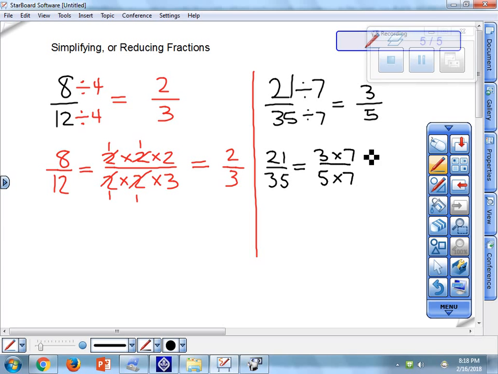And again, notice that now I easily see that these prime factors of 7 are common and can be canceled out. So 3 times 1 is 3. 5 times 1 is 5. And again, I get that 21/35 is equal to 3/5. And that concludes our look at some terminology related to fractions.